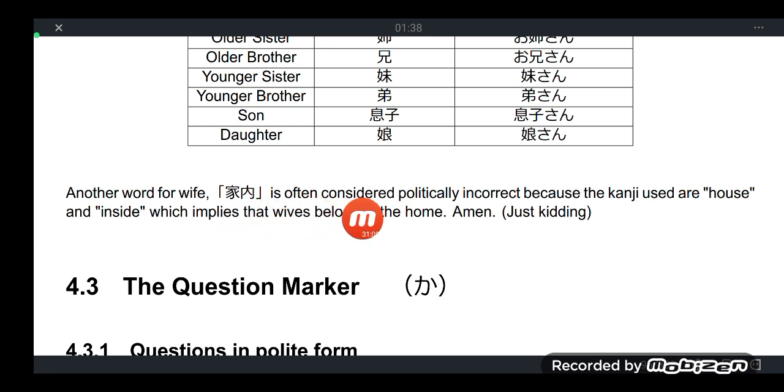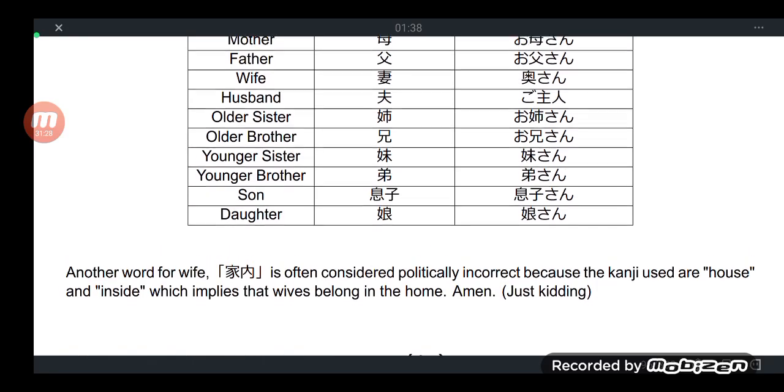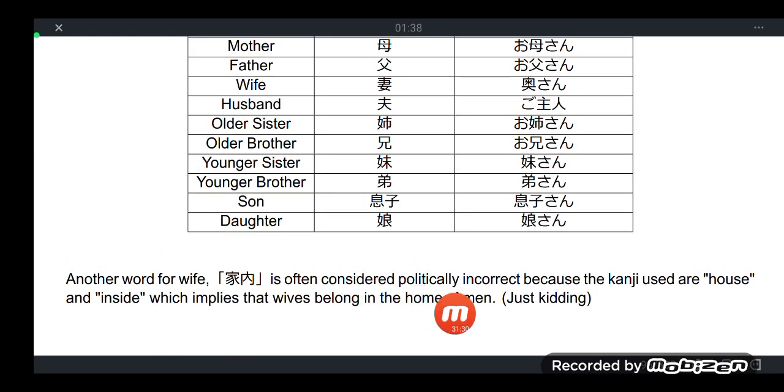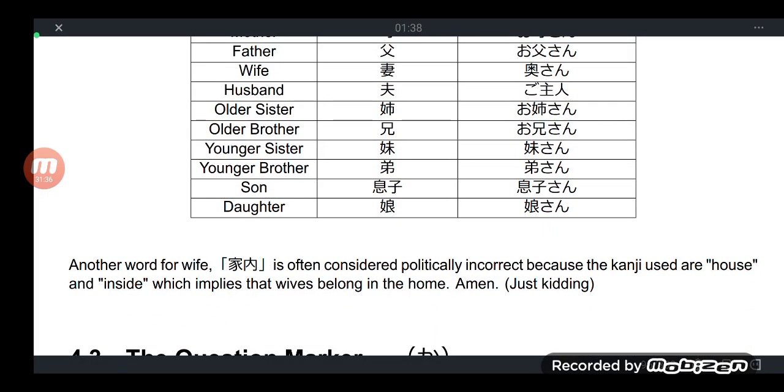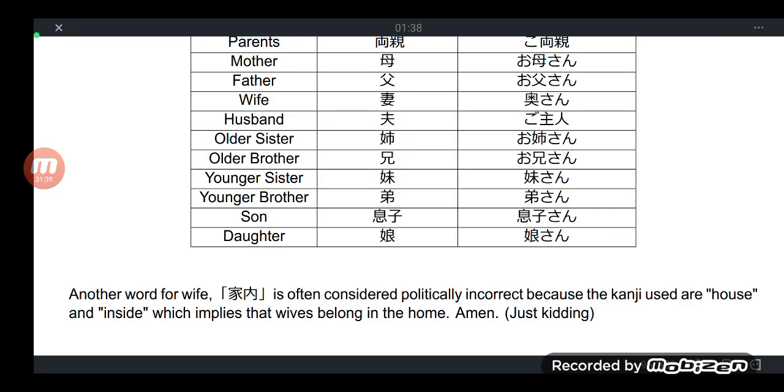Kanai is often considered politically incorrect because the kanji use our house and inside, which might imply that this is a person that the husband wants to stay inside the home, leaving the wife in the home while the husband works. But for those gender sensitive, this might seem offensive, so shitsurei. Apologies for that. Just kidding. Okay, so minasan, this is the last part.